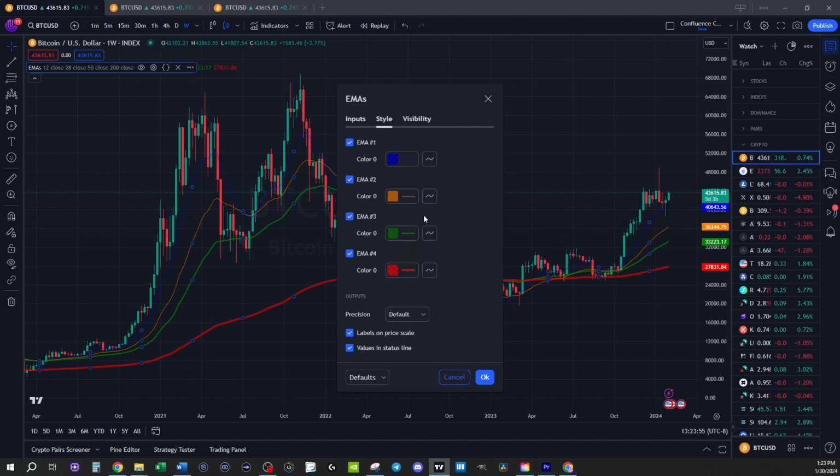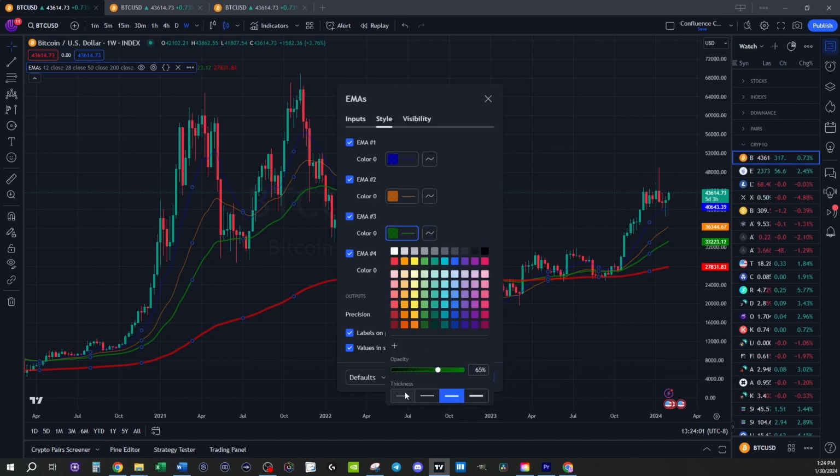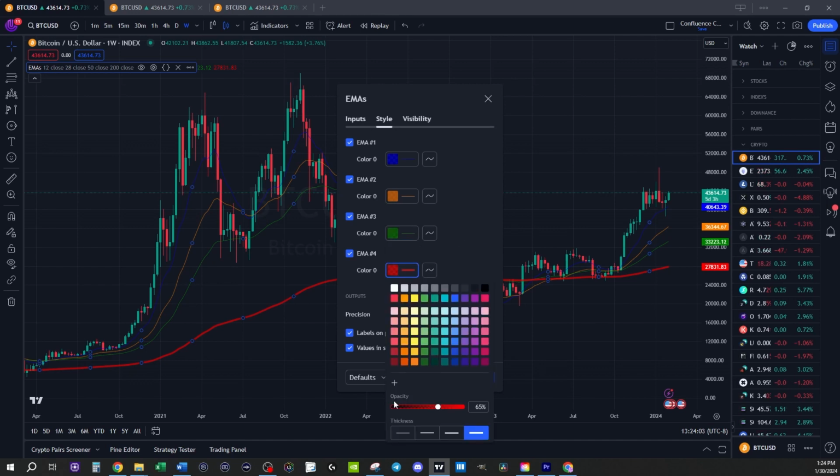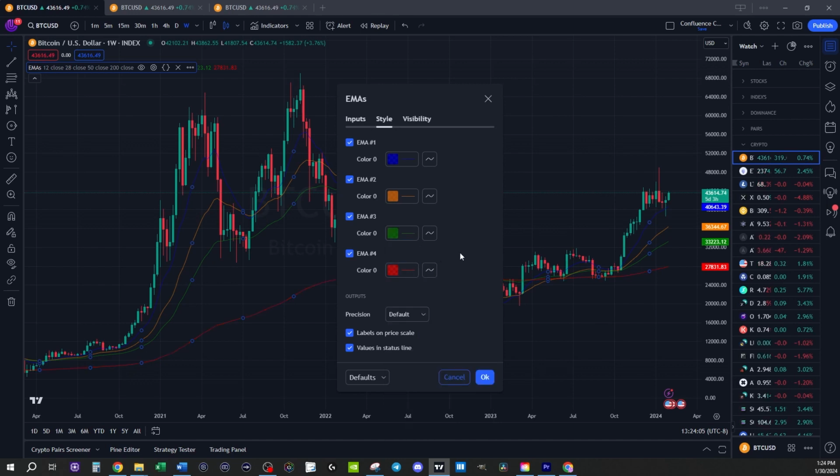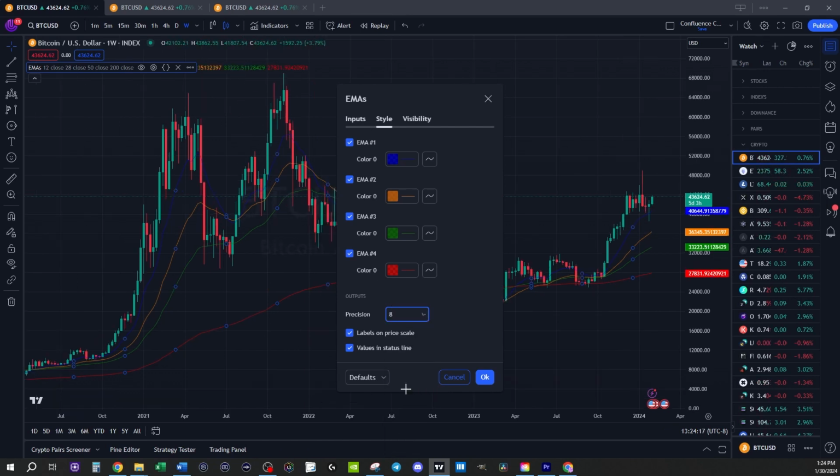In this box here, you can change how the EMA is visually represented on your chart. I keep it simple and clean, so I just stay with the line setting. Under Outputs with Precision, this default setting is going to show the price per line in a standard 2-digit currency format from 0 to 99 cents. So you can select up to 8 fractions if you want for lower price assets.